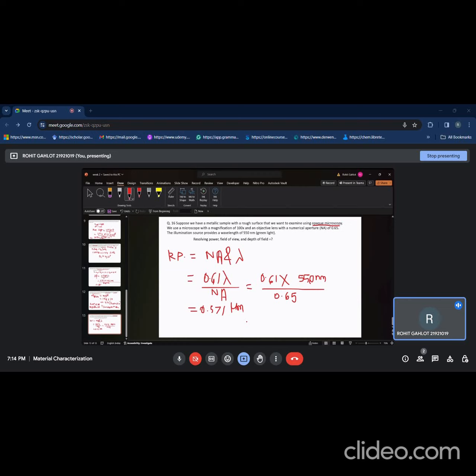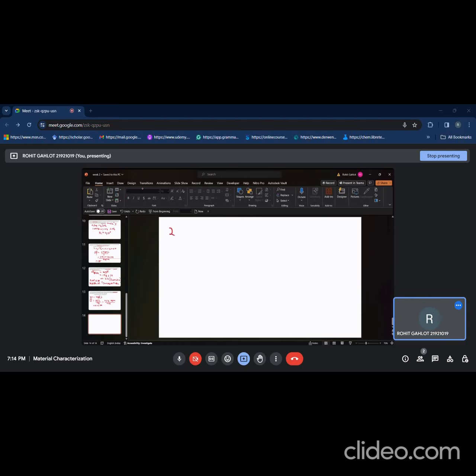And if we talk about your field of view, as I just discussed, this is the area of the specimen visible through your eyepiece, right? It depends on the magnification of the microscope and the diameter of the diaphragm. For 100 times magnification of your objective lens, the field of view is around 0.2 mm, or 200 micrometer. And if you talk about your depth of field, this is around 1 micrometer.